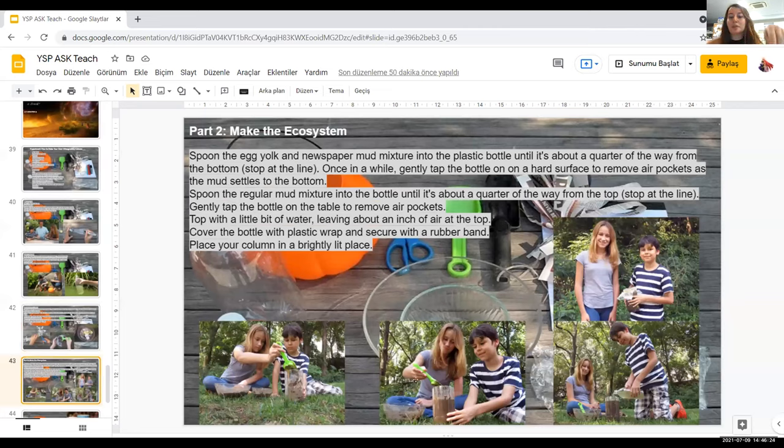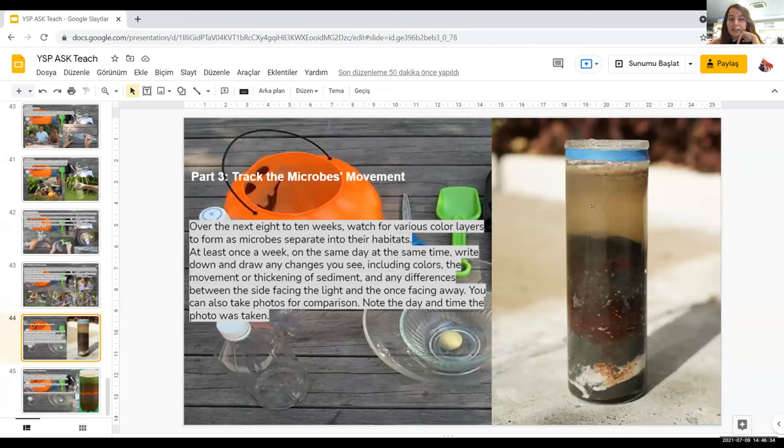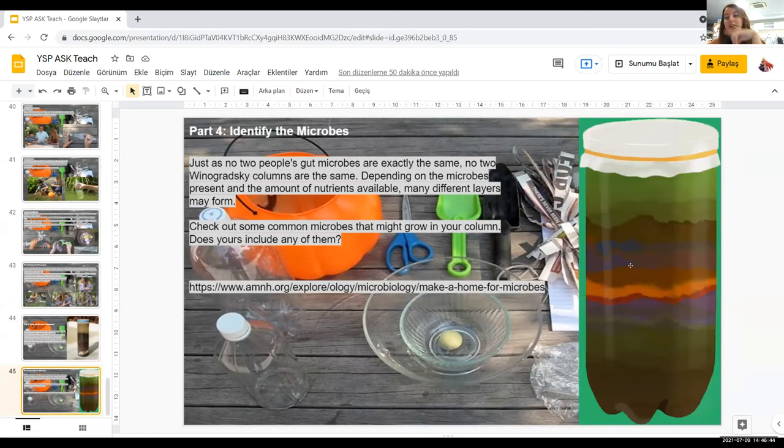You will take those to other plastic bottles, and add and spin. And then you will have something like that when you wait 8 or 10 weeks. For the layers and checking them, you can use this picture in the link, and you can check what they are and why their color is like that. I hope you can do it. And now I will stop my share. I hope Mehdi can continue with his presentation.